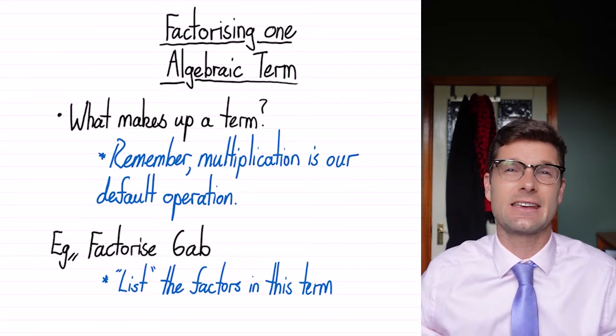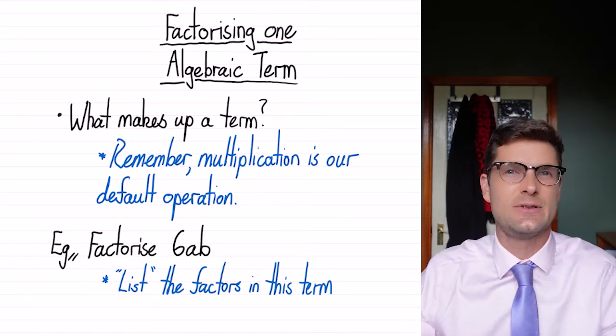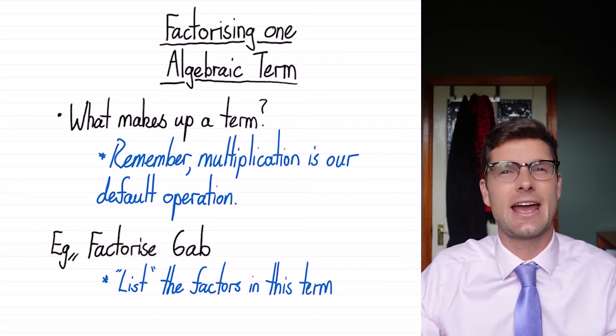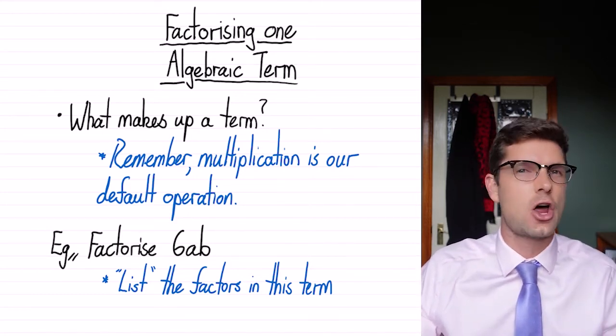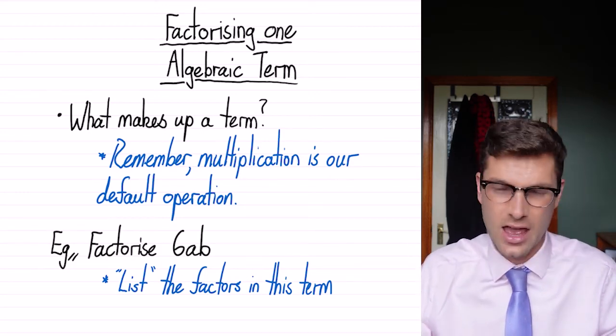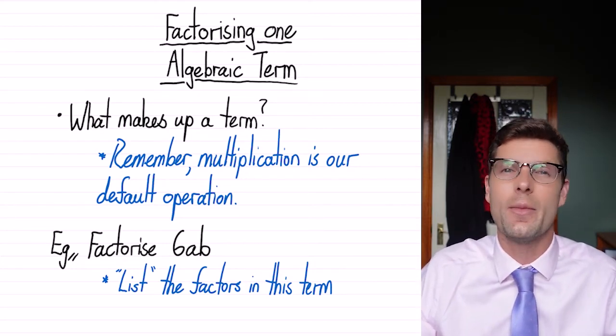So what we are asking is what makes up a term, or what is in one specific algebraic term. The thing that we have to remember is that multiplication is the default operation. So if there's nothing in between, no plus, no minus, we have to assume that things are multiplied. This really goes back to our prime factors and coming up with common factors.